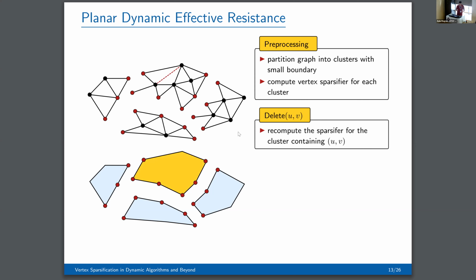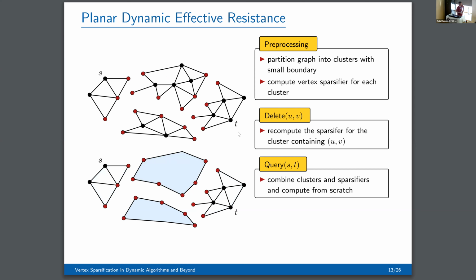Whenever I delete an edge, let's look at edge deletions only for now, since insertions are very similar, I go to the cluster that contains this edge and just recompute from scratch. As simple as that.